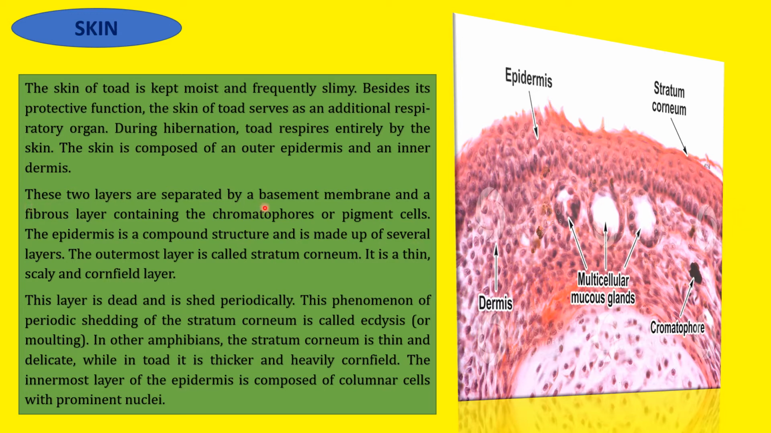These two layers are separated by a basement membrane and a fibrous layer. Fibrous layer means these two layers are separated by a layer which is made up of fiber. So this fibrous layer contains the chromatophores or pigment cells. Now what is chromatophore? These chromatophores only help toad in color changes. With the help of these chromatophores, they can change their color.